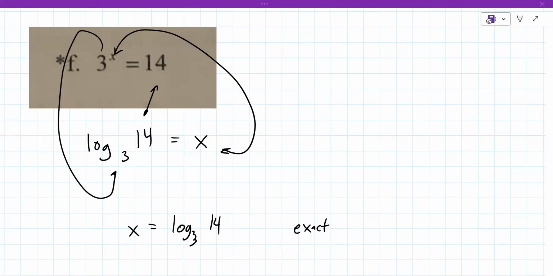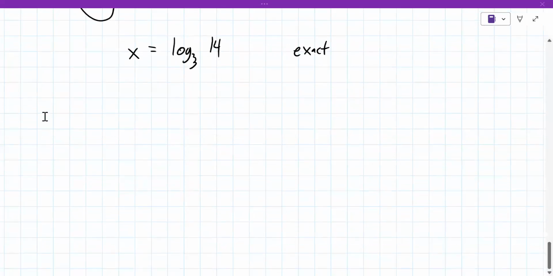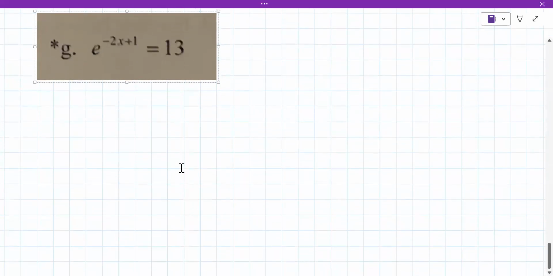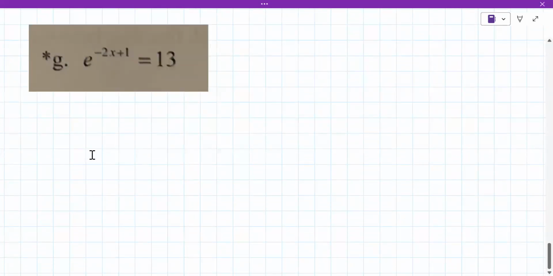Okay. Sounds good. All right, so G. Okay, E. To undo e, you use ln. So you have to take the natural log of both sides of the equation.